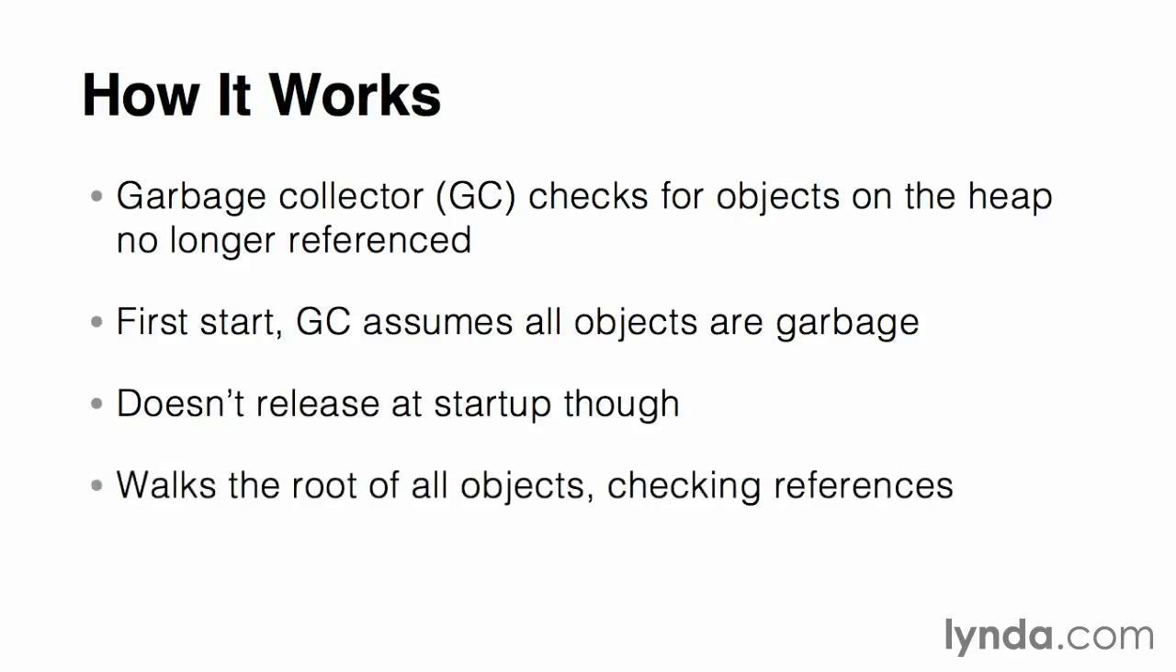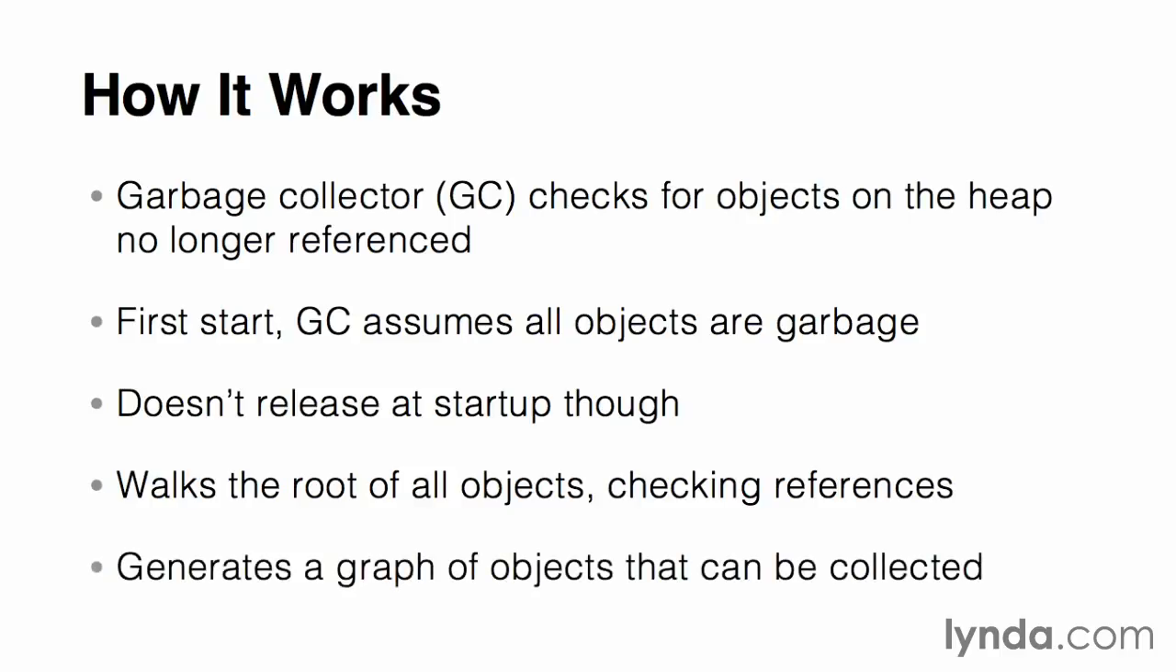So instead, what it does is it walks the root of all the objects, and it checks for references to other objects and references to the objects it's looking at. And then once it finds all of the references, it will generate a graph of all objects that can be collected. Any object that can be collected is one that no longer has a reference to it. We're assuming it's no longer being used in the application.